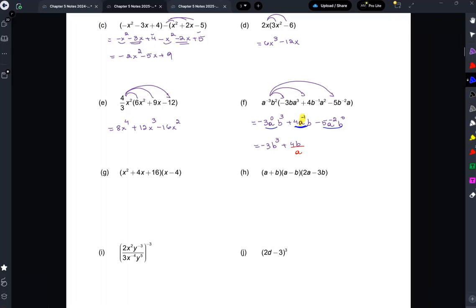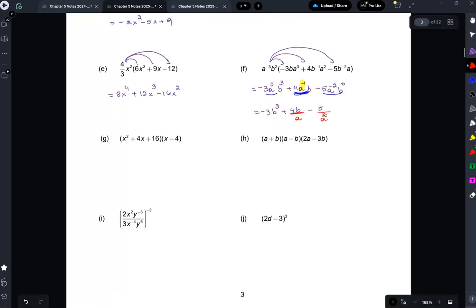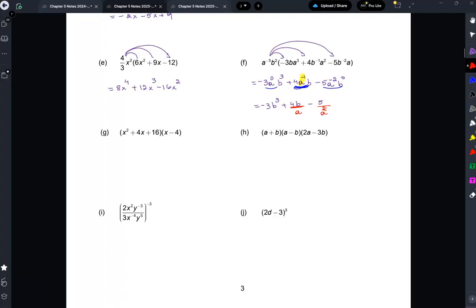Imagine this whole thing is a street with 3 different houses on there. This a lives in this house. It can only stay in that house. So you only put it under the 4b. Same with this one. Minus 5 stays. Now the a to the negative 2, that needs to go down, but only below the 5. So it becomes a to the positive 2, and then b to the 0 is 1. Okay, so that's it. We're done.